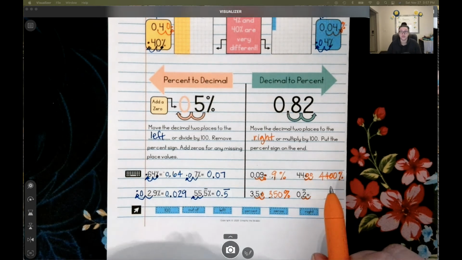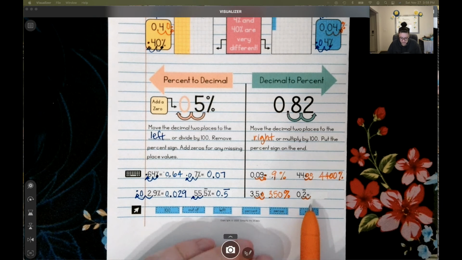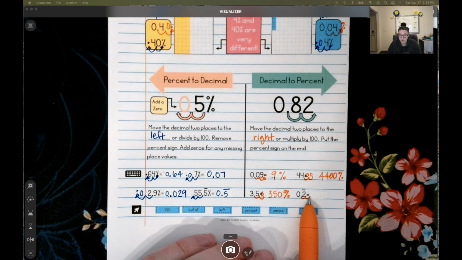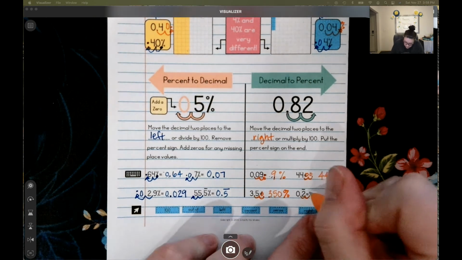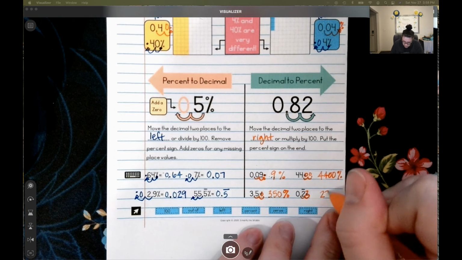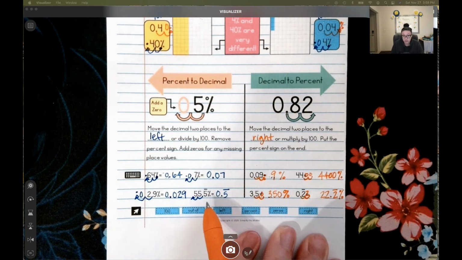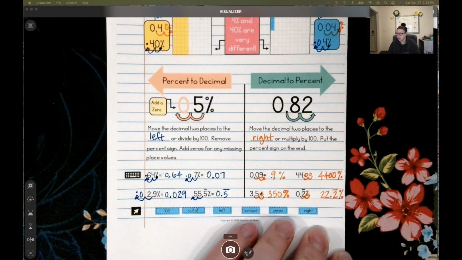That's possible. And this last one gets a little tricky because we have that repeating. So instead of filling in spaces with zeros, what would we fill in with? We'd fill in with 2s. So this would become 22.2 repeating percent, very similar to what we had over here.